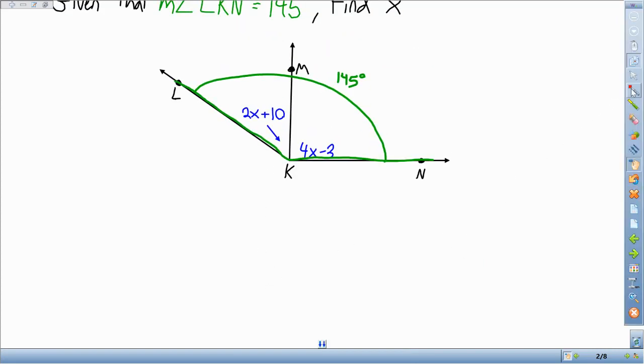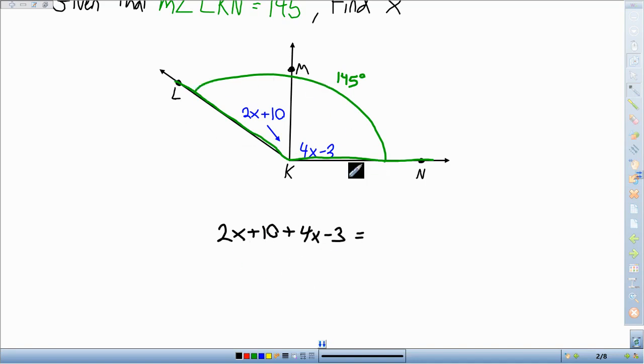Okay, so here's our equation. I know that this angle on the left, 2x plus 10, plus the angle on the right, which is 4x minus 3. Those two angles added together equals the entire angle, which we were told is 145 degrees.